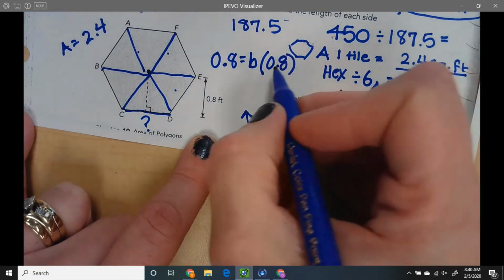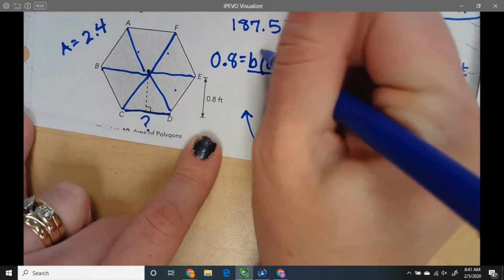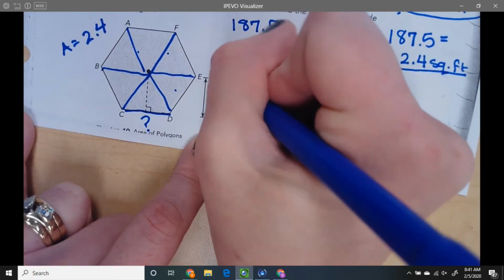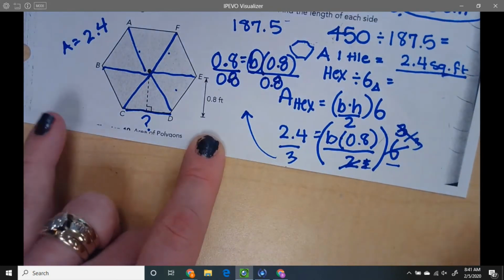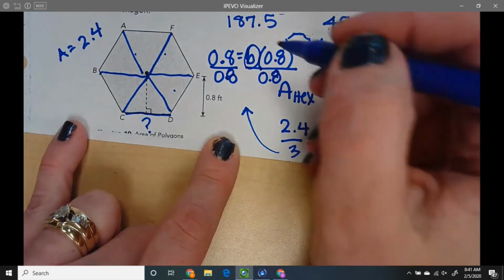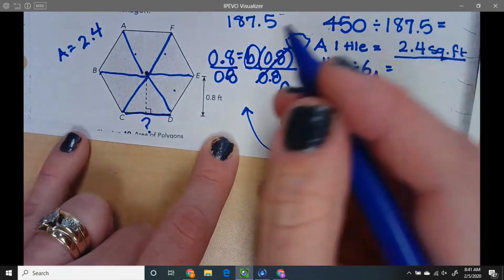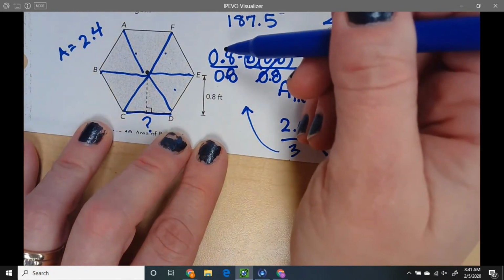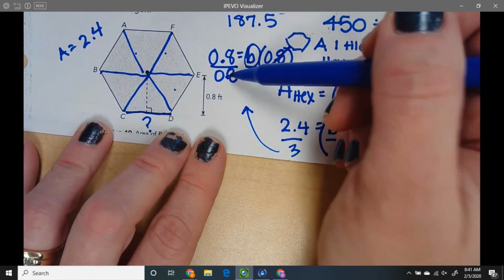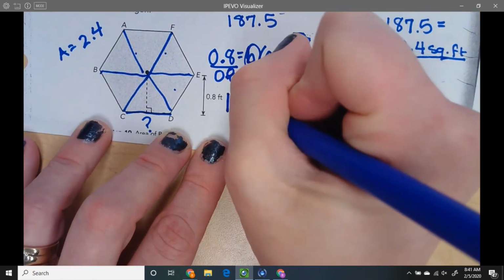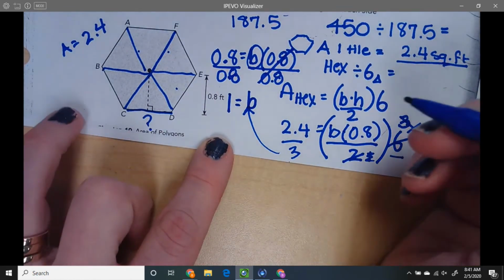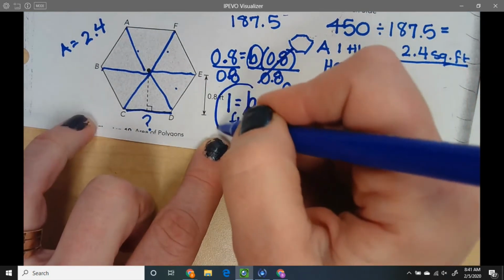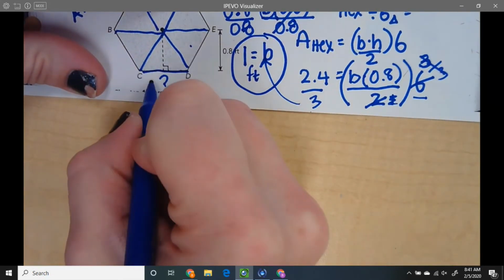So then to get the base by itself, I'm going to isolate the variable. You divide both sides, because this is multiplication. Remember the golden rule of algebra from chapter 8. What you do to one side, you have to do to the other. So 8/10 divided by 8/10. You should remember the identity property of multiplication, that any number divided by itself would be 1. You can also check it on your calculator if you don't remember it. So we're finding the base of one triangle, which would be 1 foot.